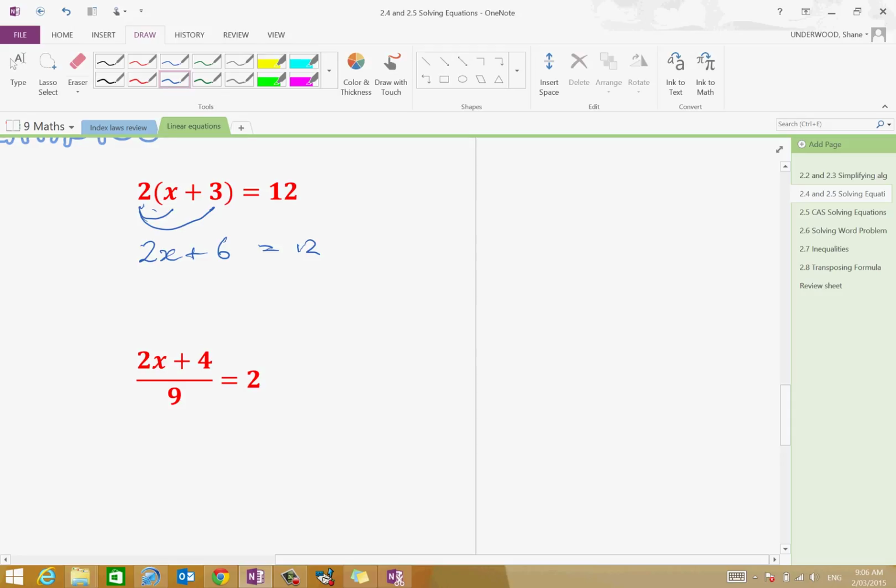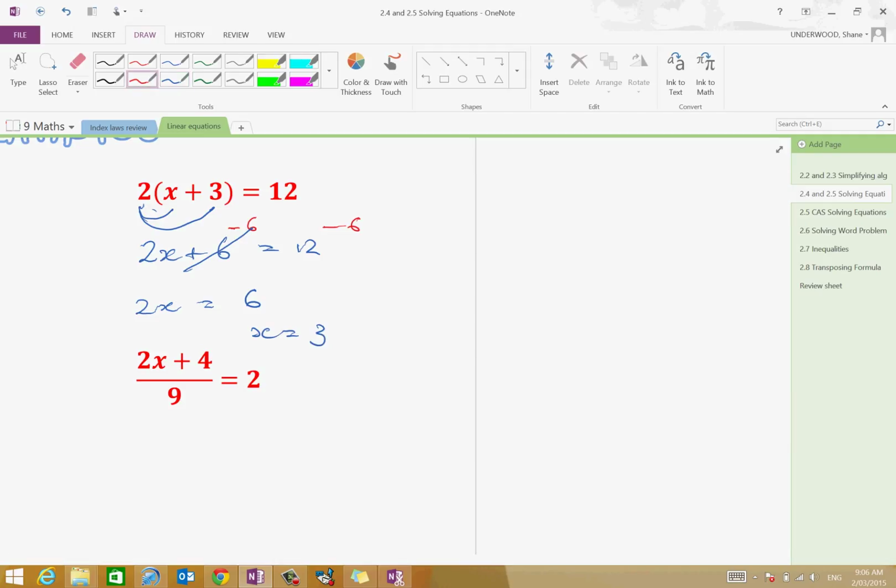Now, you can do that. And then what we're doing is we're doing the inverse of plus 6, which is subtract 6. So we're subtracting 6 both sides. What that's going to do is it's going to cancel out. We've got 2x is equal to 12 subtract 6, which is 6. And then what we've got is 2x equals 6. Yes, you could then go x is equal to 3 as your last step.